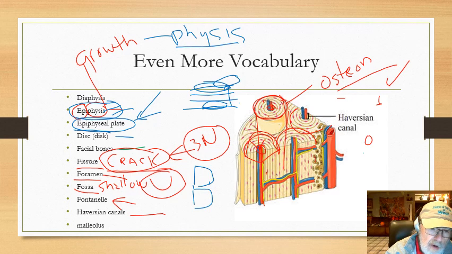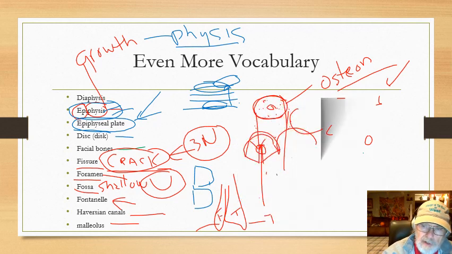Malleolus, like I mentioned before, the malleoli are those knobs on the inside and the outside of the ankle. The lateral malleolus is basically the fibula. The medial malleolus comes like this, and this is the medial malleolus, and that's the tibia. So that would be the tibia right here, that's the fibula, and they're the malleoli, those ankle knobs.